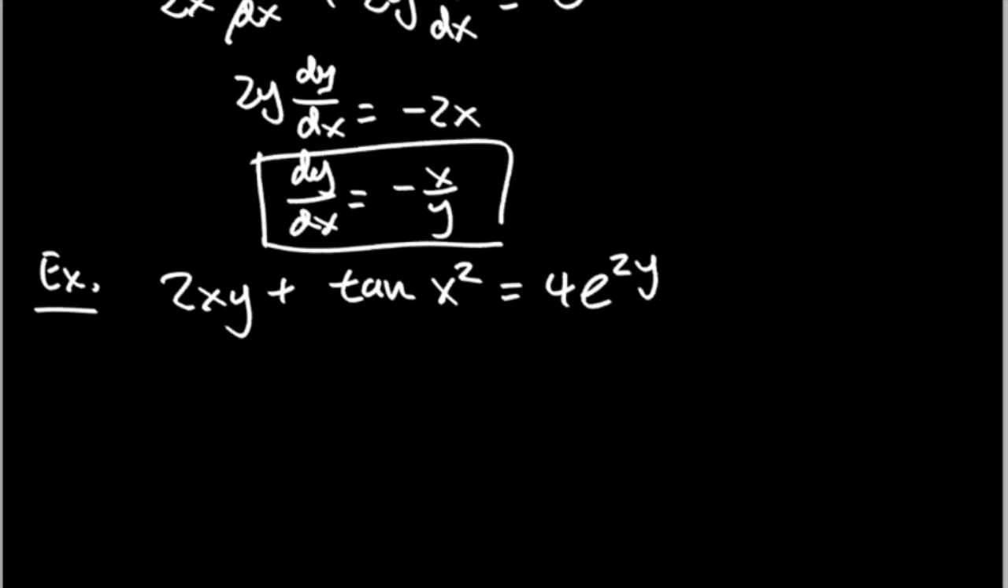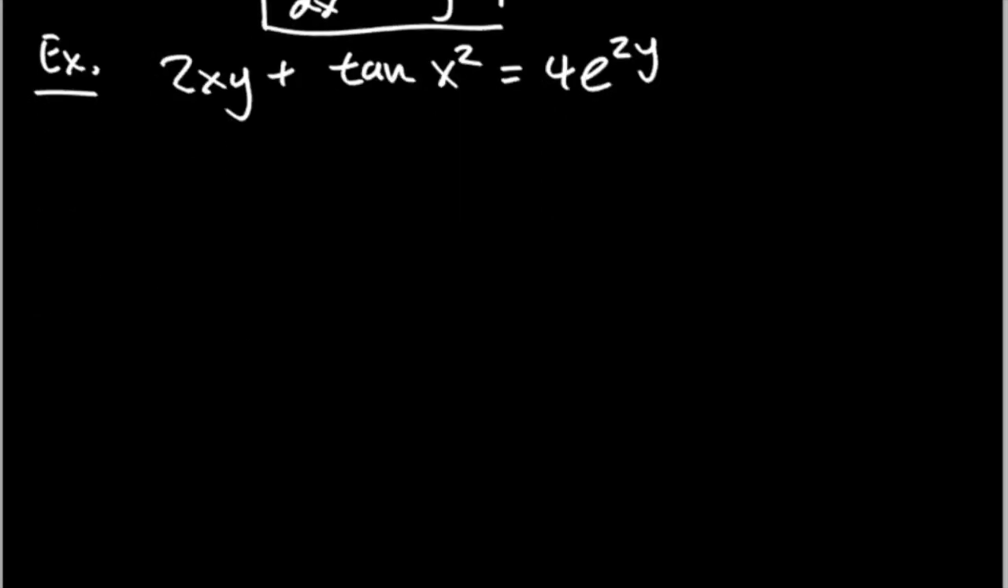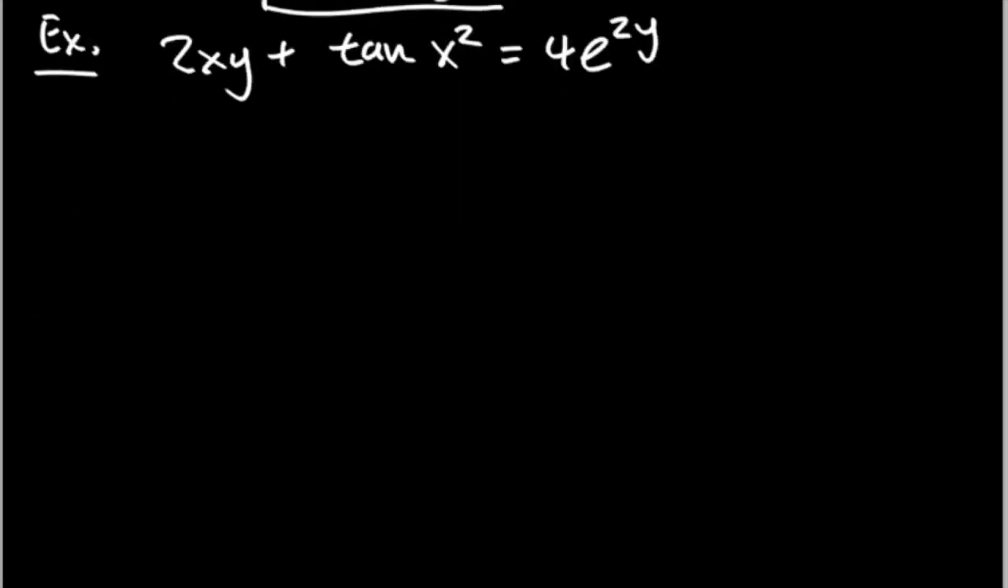Okay, so let's just do another quick example here, and I will end the video with that. So 2xy plus tangent of x squared equals 4e to the 2y. So 2 times d/dx of xy, you're going to product rule that. Actually, no, let's just keep this here. It'll be helpful to visualize exactly what's going on here.